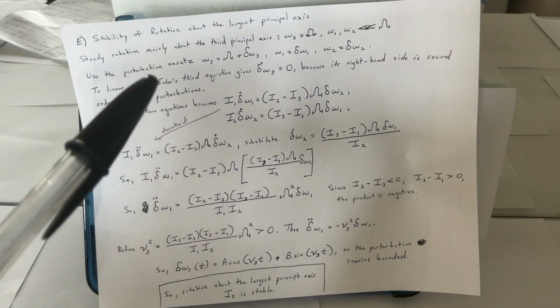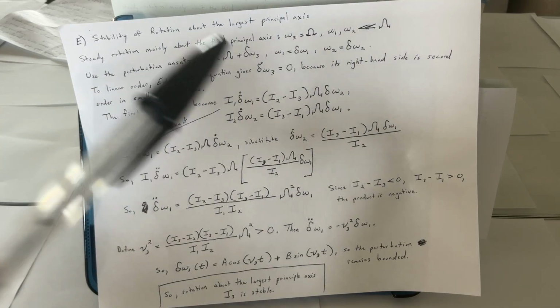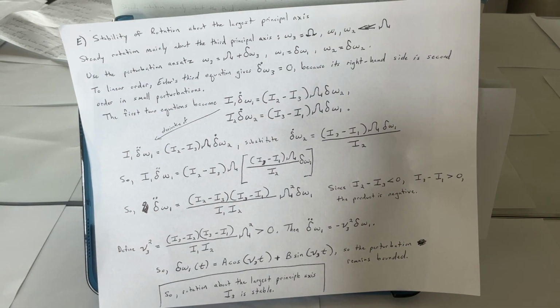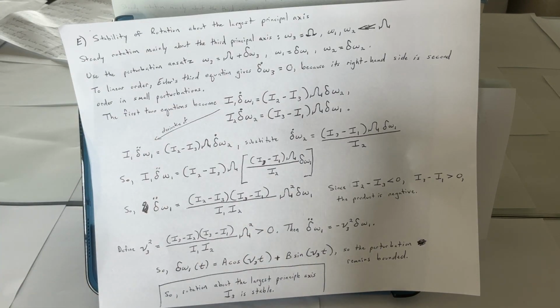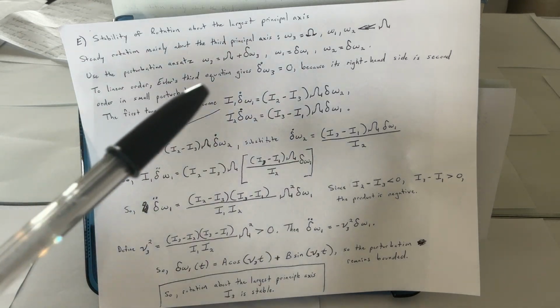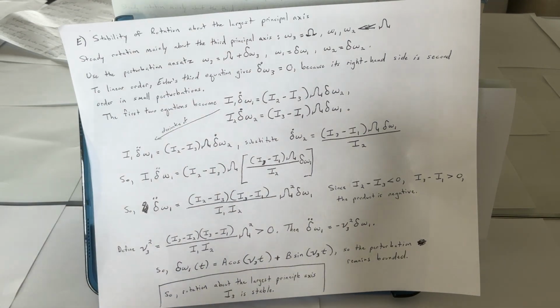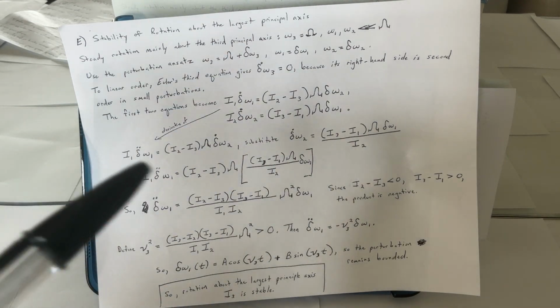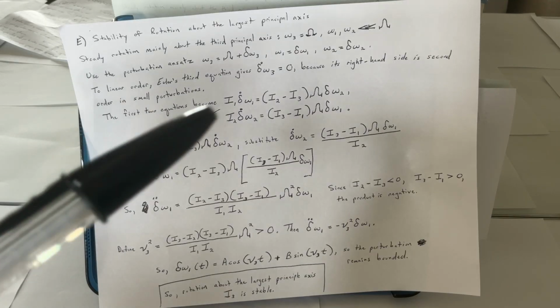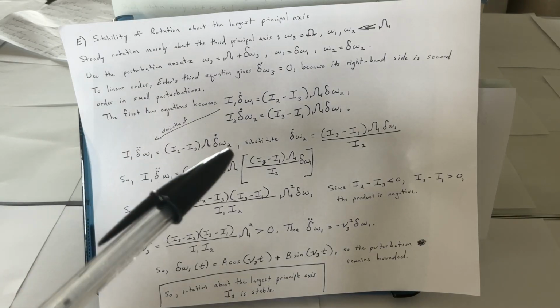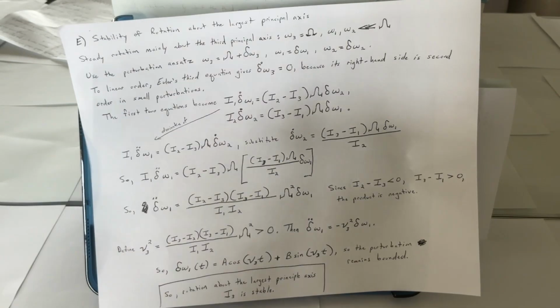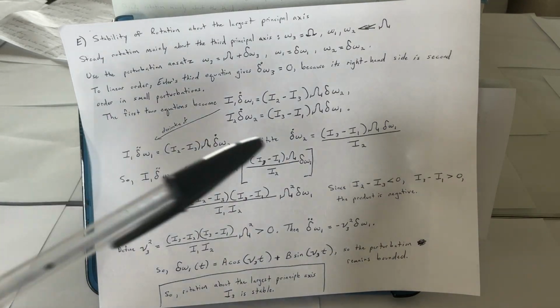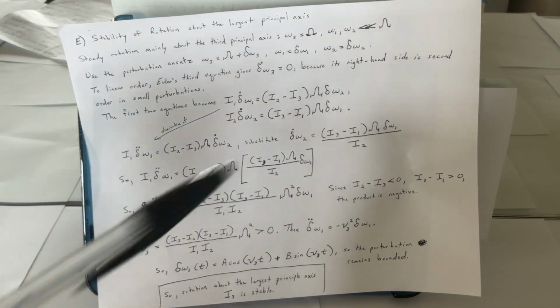Okay, so to linear order, Euler's third equation gives delta dot omega sub 3 equals 0 because its right-hand side is second order in small perturbations. So our first two equations become this. And again, here we're going to take the derivative of that first one. We get the following. We're going to substitute it. And that delta dot omega sub 2 equals this.